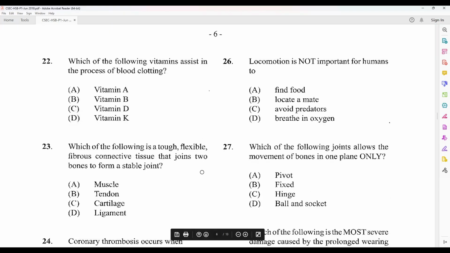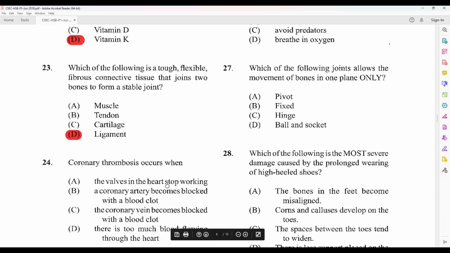22. Which of the following vitamins assists in the process of blood clotting? Vitamin K, which is D. Which of the following is a tough, flexible, fibrous connective tissue that joins two bones to form a stable joint? Joining bone to bone is ligament. Muscle, you know what muscle is. Tendons join muscle to bone. Cartilage is found in between bones. So only D fits the requirement.